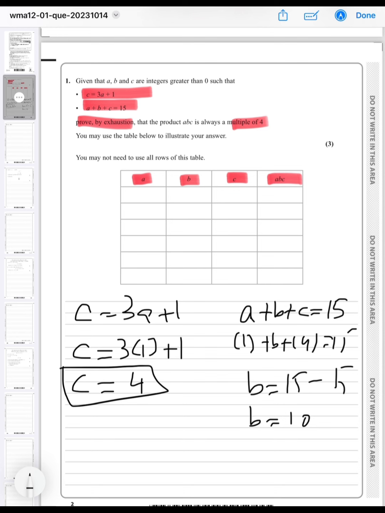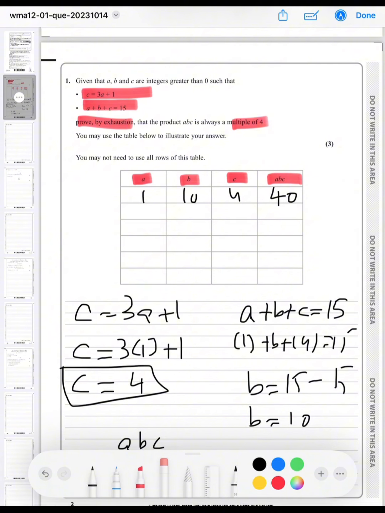So I got a, b, and c. a is 1, b is 10, and c is 4. So by this I'm getting 40. So 40 is a multiple of 4. So this is the first case: 1, 10, and 4. Okay, now we'll move towards the next case.